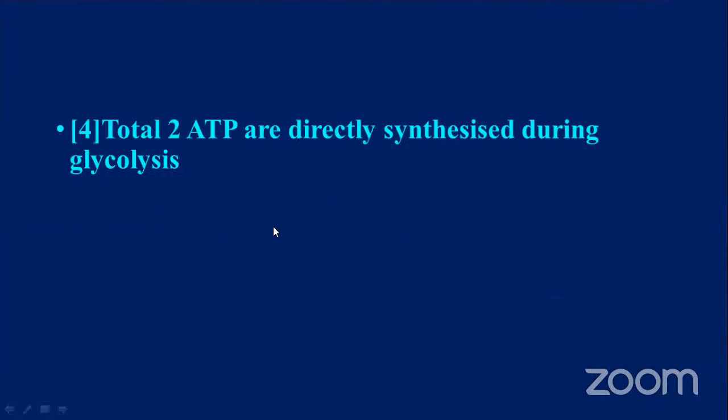Okay, the solution is: totally 2 ATP are directly synthesized during glycolysis is the wrong statement.